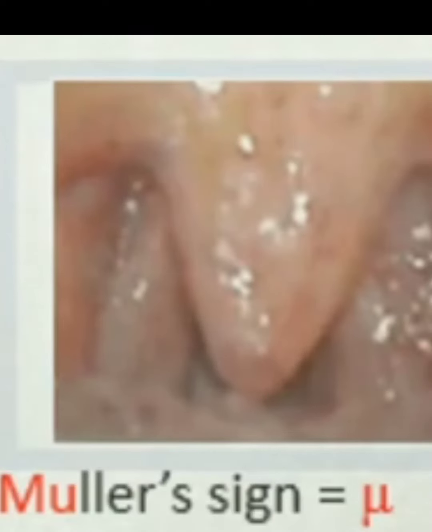Yes, absolutely right. This is the Muller's sign. My task does not end with telling you that this is called Muller's sign; to remember that it is the pulsation of the uvula, how do we remember? When you say Muller's, MU is mu, that is basically you. So Muller's or mu is your uvula. Muller's sign is pulsations of the uvula.